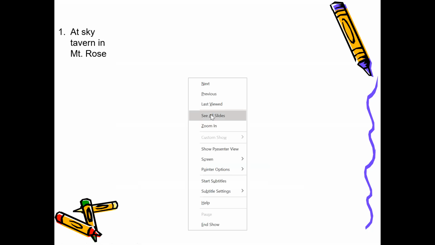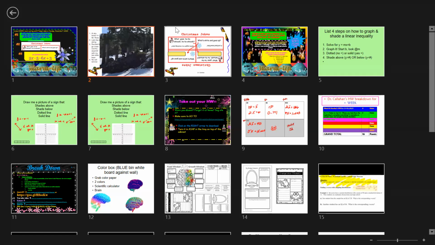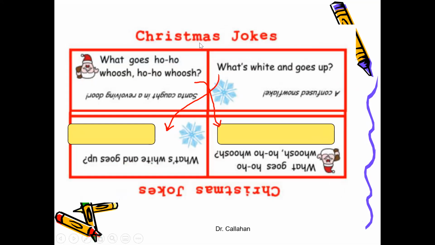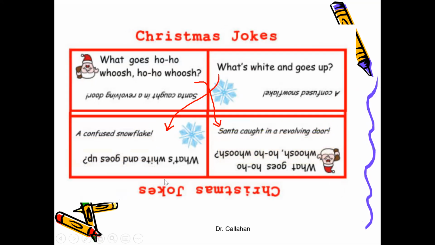All right, so with that said, let's just get started with today's stuff. Christmas jokes. What goes ho ho whoosh, ho ho whoosh? A Santa caught in a revolving door. And what's white and goes up? A confused snowflake. All right, haha.